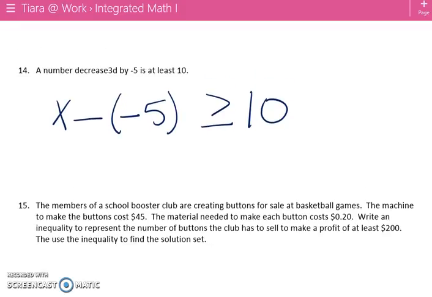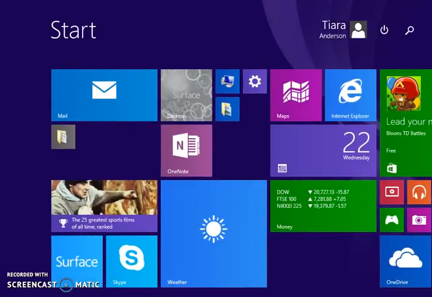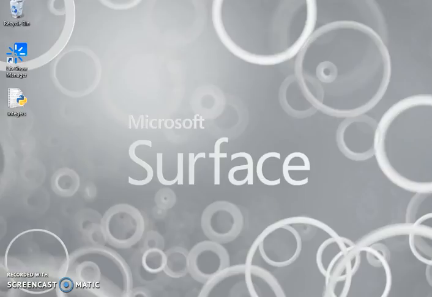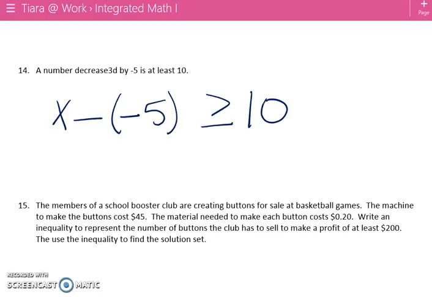Last one, members of a school booster club are creating buttons for sale at a basketball game. The machine, all right, just making sure how much time I have left. The machine to make the buttons is $45. The materials needed to make each button cost 20 cents. Write an inequality to represent the number of buttons the club has to sell to make a profit of at least $200. I feel like I'm missing something out of here.